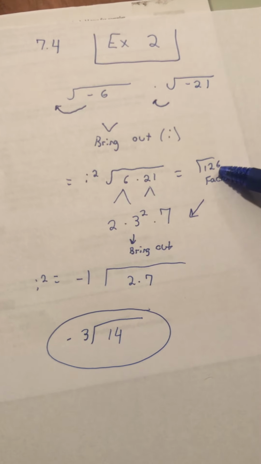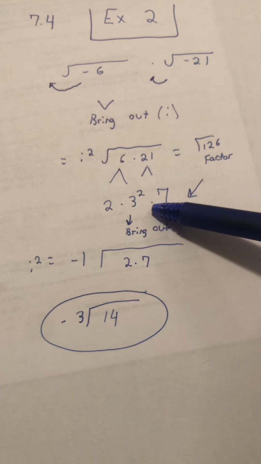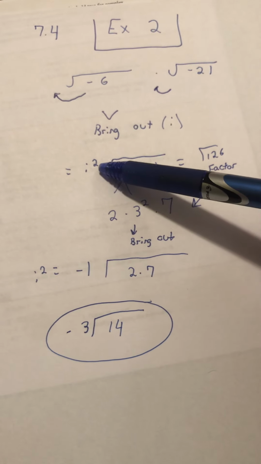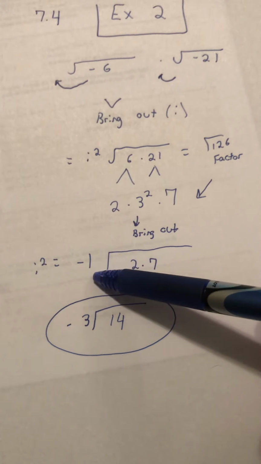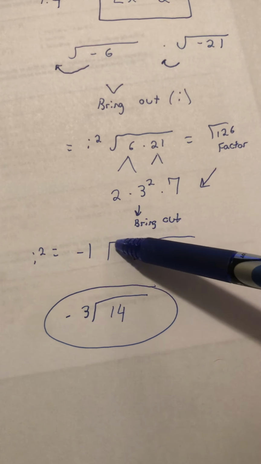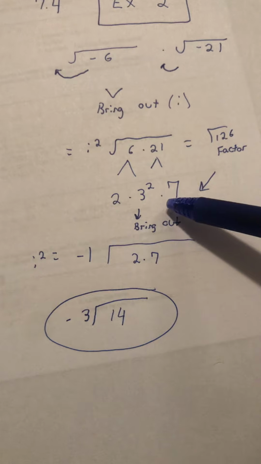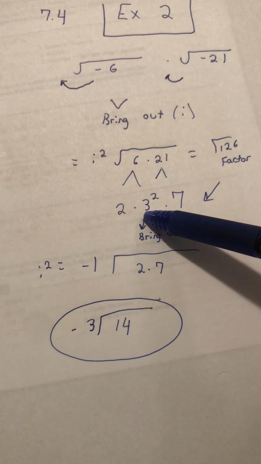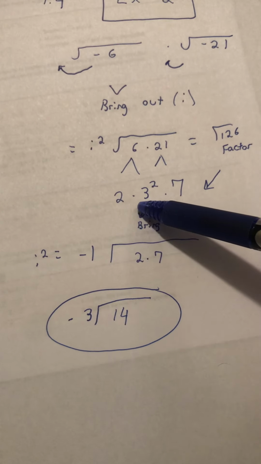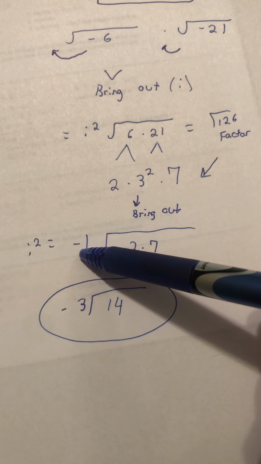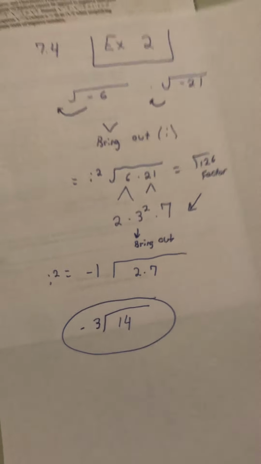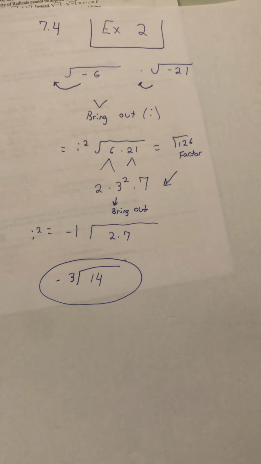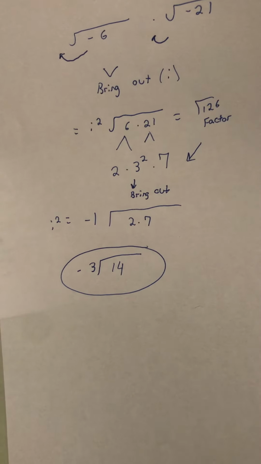So again, factor out 126. You get 2 times 3 squared times 7. You brought out your -1s. -1 and -1 inside the radical is i squared. So i squared is -1. Bring that out. You're left with 2 and 7 on the inside. And your perfect square, which was 3 squared, came out. So it's 3. 3 times -1, -3. 2 times 7, 14. And like I said, I'll post all these online, all the workout sheets. That way you guys can see them step by step.